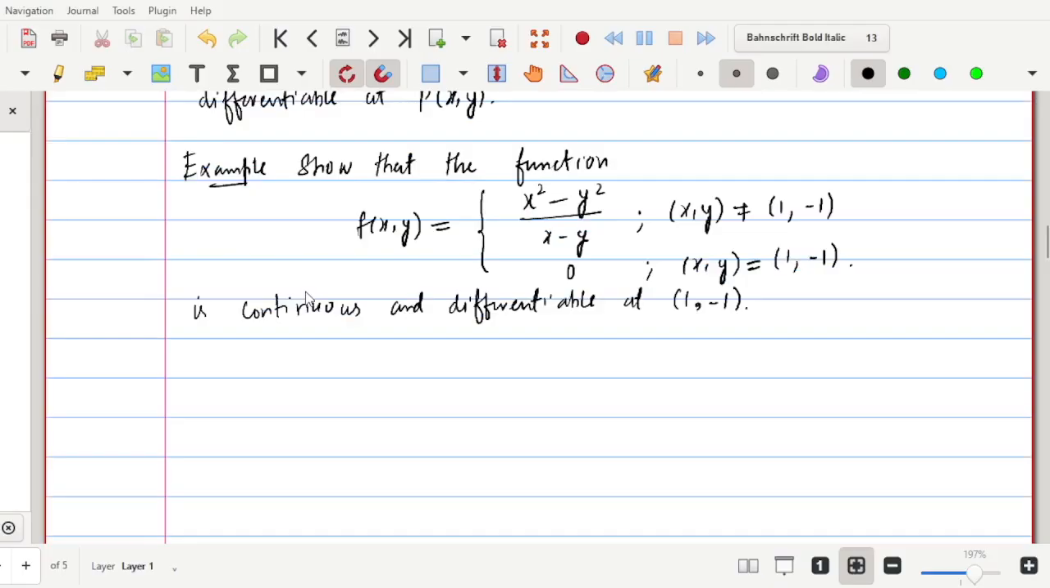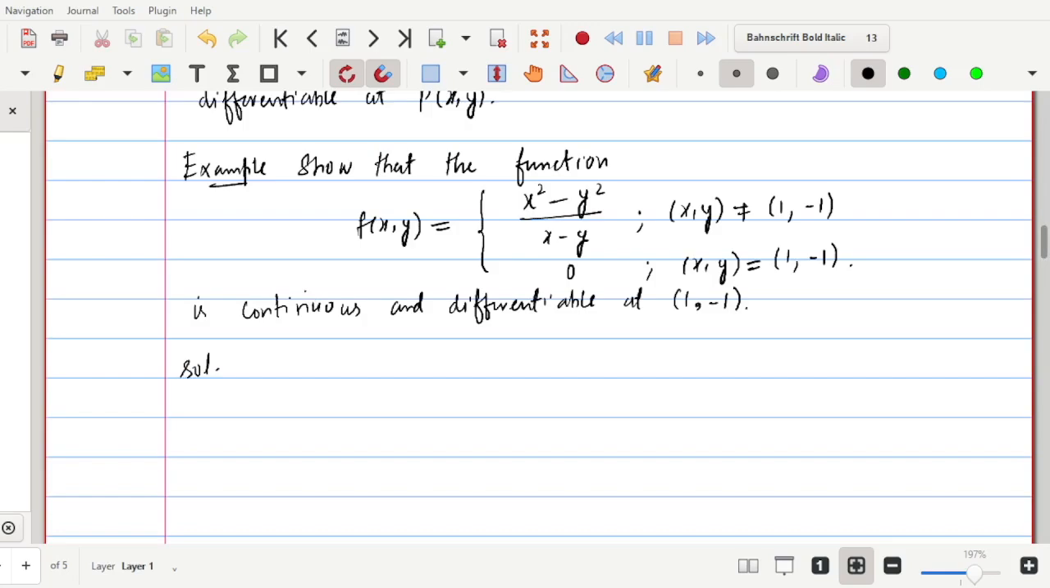So how do we do it? We just have to evaluate. We will evaluate the partial derivatives of this function with respect to x and y, and verify that both the partial derivatives are continuous at 1 comma minus 1, and then the above theorem will conclude for us that the function is differentiable at 1 comma minus 1. So let's take a solution.